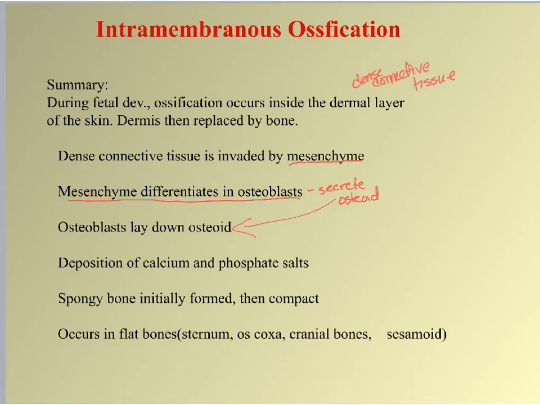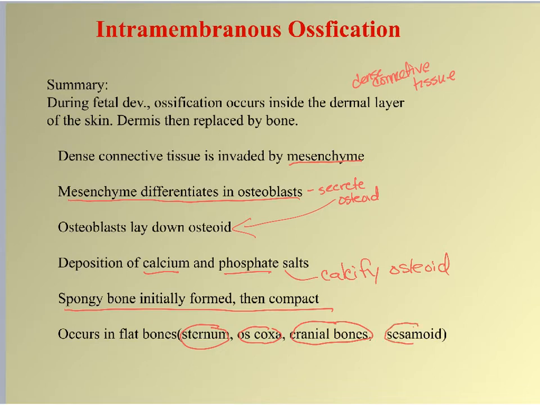So those osteoblasts, they lay down that osteoid, and then the blood vessels bring calcium and phosphate salts, and the calcium and phosphate salts calcify the osteoid, turning that wet concrete into hard concrete. And then, as I mentioned, spongy bone is first formed, and then some of that spongy bone gets remodeled into compact. So this is the way in which bones like the sternum are created. The os coxae, those are parts of your hip bones. All the cranial bones and the sesamoid bones are created in that manner.